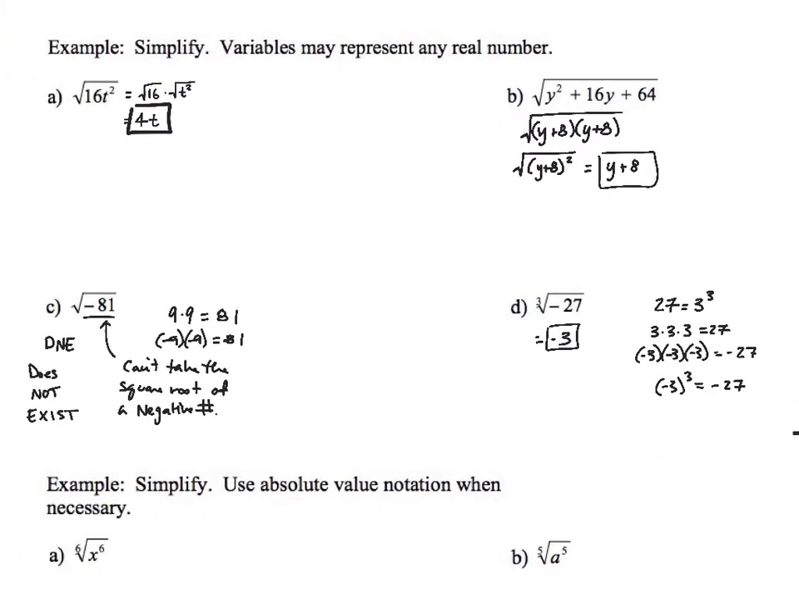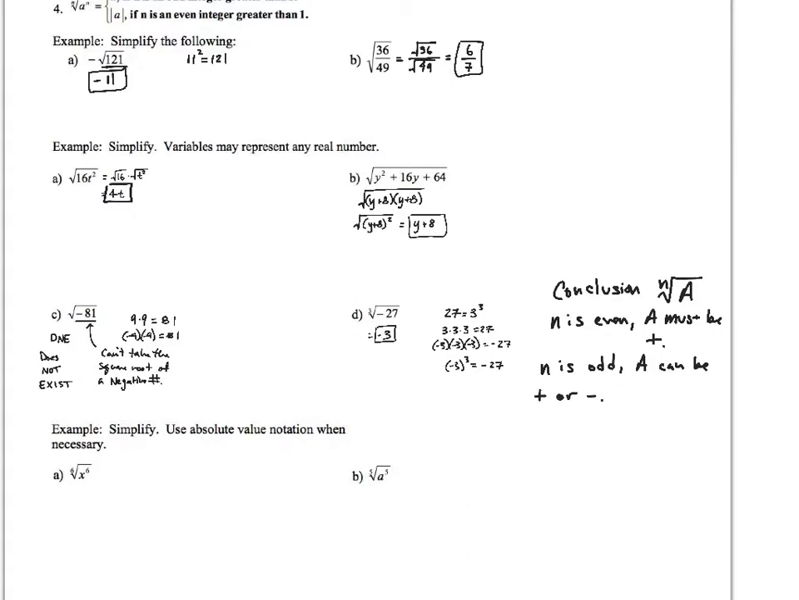On part C, your index is 2. If there is no number, then your index is 2. But here our index was 3. So we have to think of this idea: if n is even, if this little number is even, this number has to be positive. It can't be negative. If your index is odd, it can be positive or negative, doesn't matter.